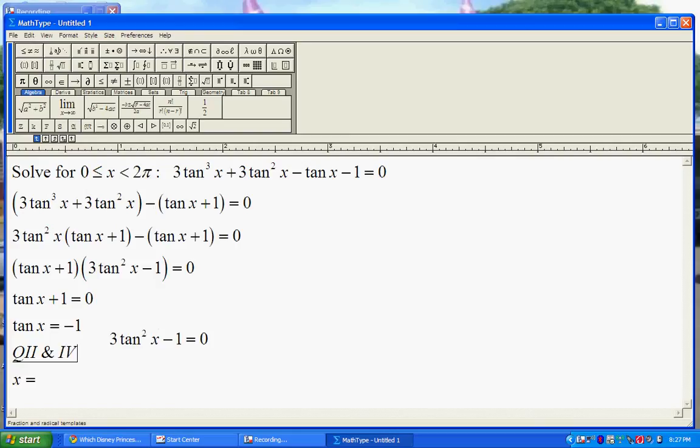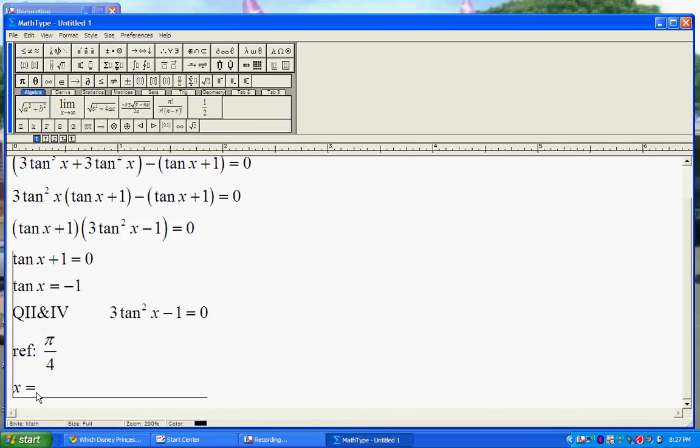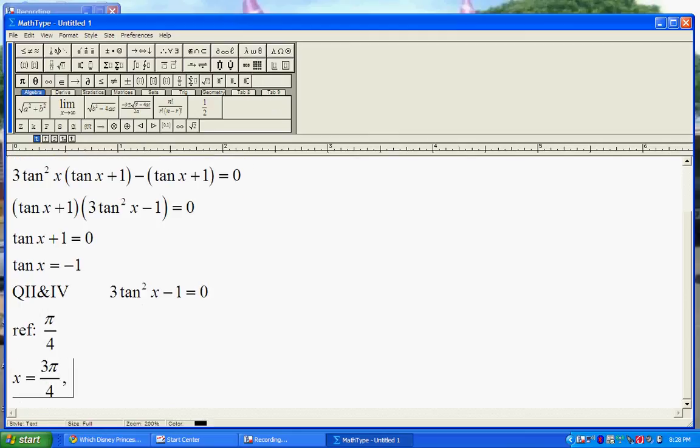And our reference angle for this equation is going to be pi over 4, since tan of pi over 4 is equal to 1. So in quadrant 2 and quadrant 4, this angle x is going to be 3 pi over 4, and it's going to be 7 pi over 4.